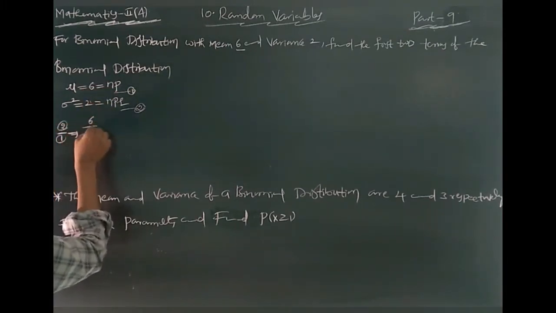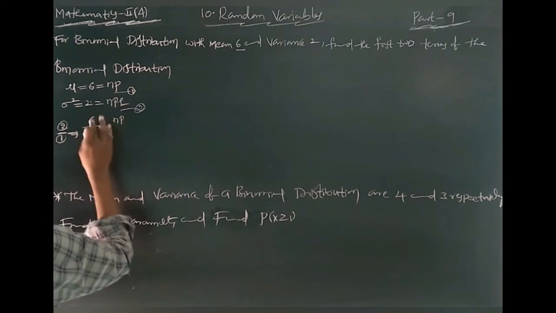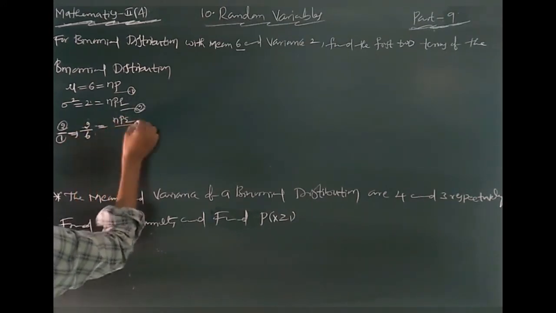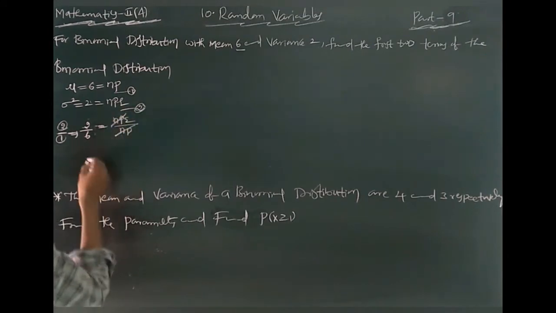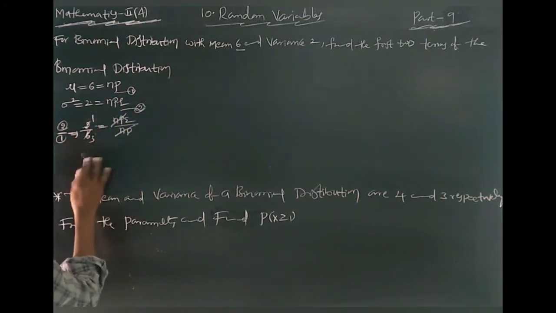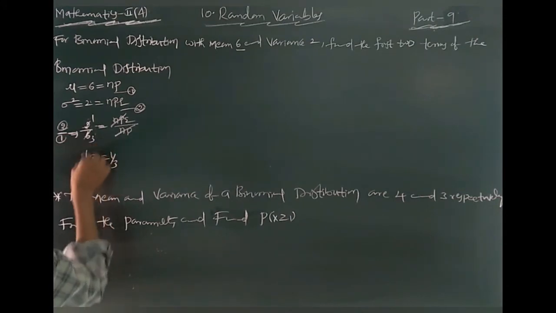2 by 6 is equal to npq by np. np gets cancelled. 2 ones are 2, 3 twos are 6, so you get the q value. Q value is how much, students? Q value is 1 by 3.